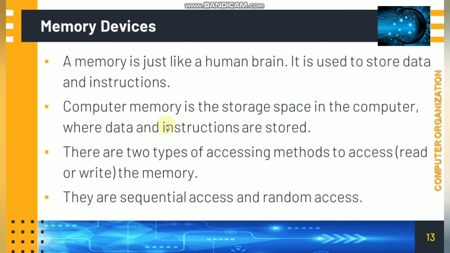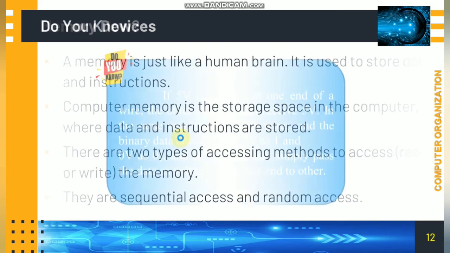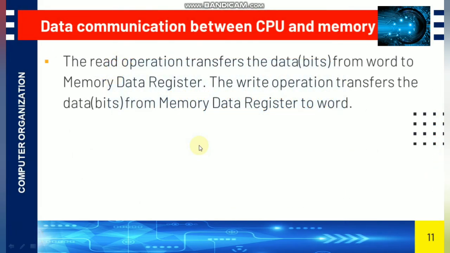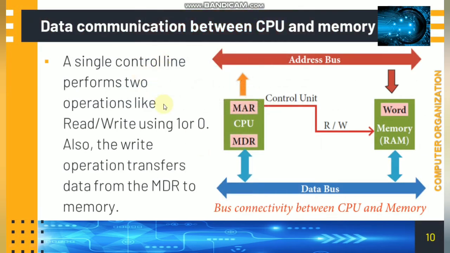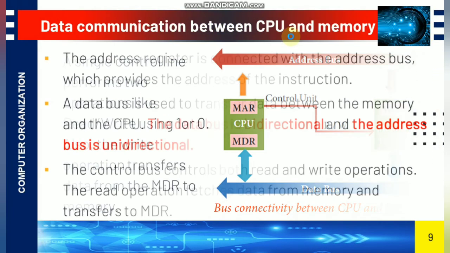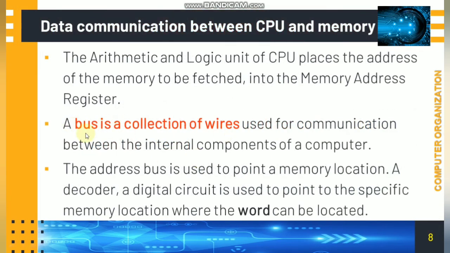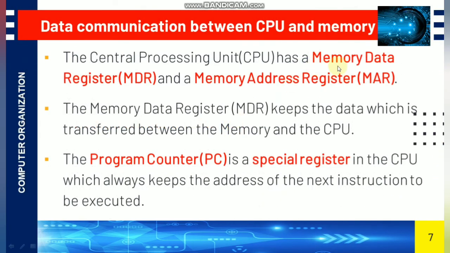Okay, these memory devices we will see in our next class, and until then you just go through the video fully. The main 5-mark question is data communication between CPU and memory, and you have a 1-mark question here: a bus is a collection of wires. Then you have what do you mean by MDR and MAR; you will have another 2-mark question here. And this one, what do you mean by PC, program counter, is also a 2-mark question.